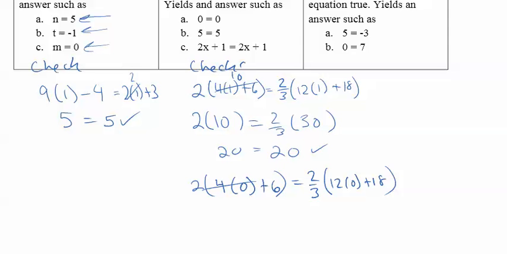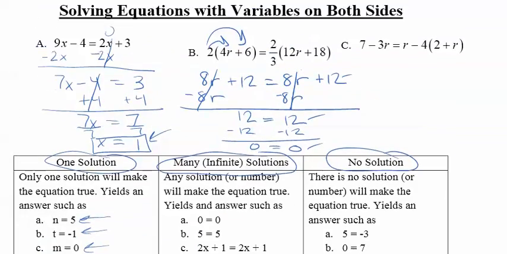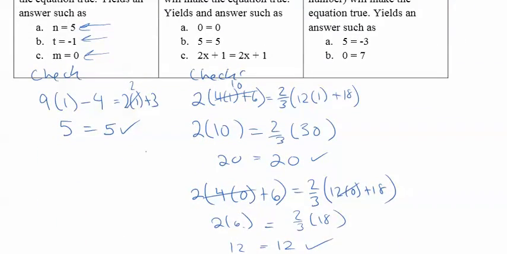Okay, so this one, that will go to 0, so that will be 2 times 6. And this will go to 0, so that will be 2/3 times 18. Okay, so this will be 12, and 2 times 18 is 36, divided by 3. That will actually be 12, and so that one will work also. So 12 equals 12. So it's not the same thing. So when you check, it's not the same thing as a many solutions result. So a lot of people get confused with that. Well, doesn't that mean that this one has many solutions too?